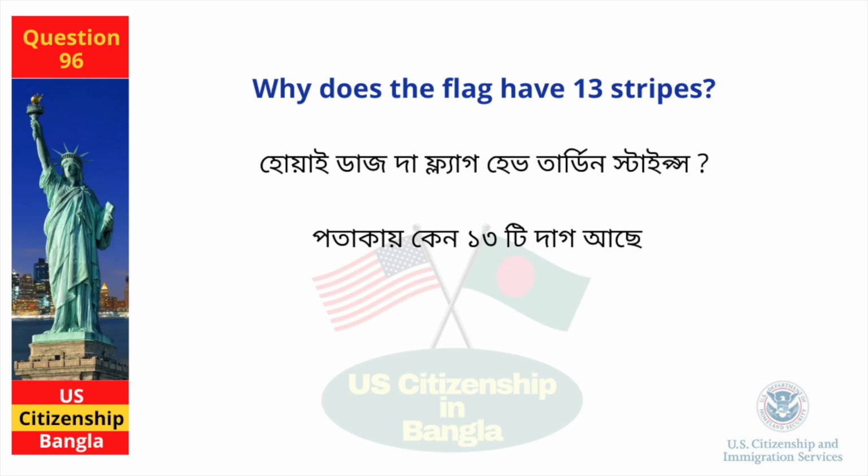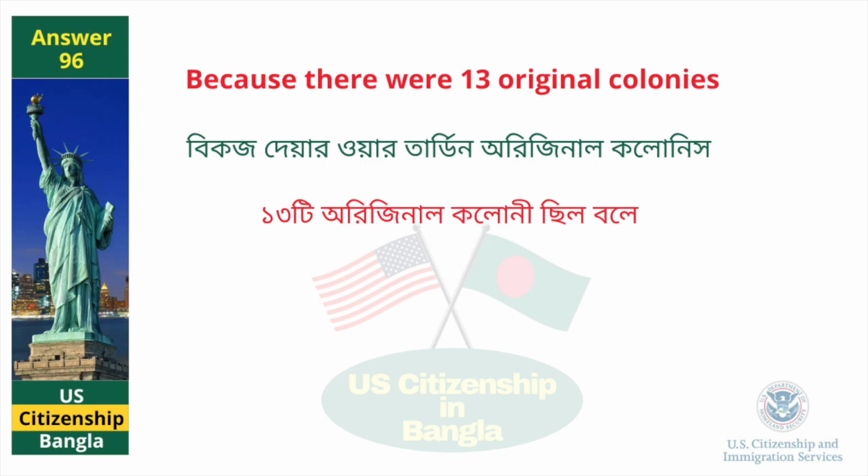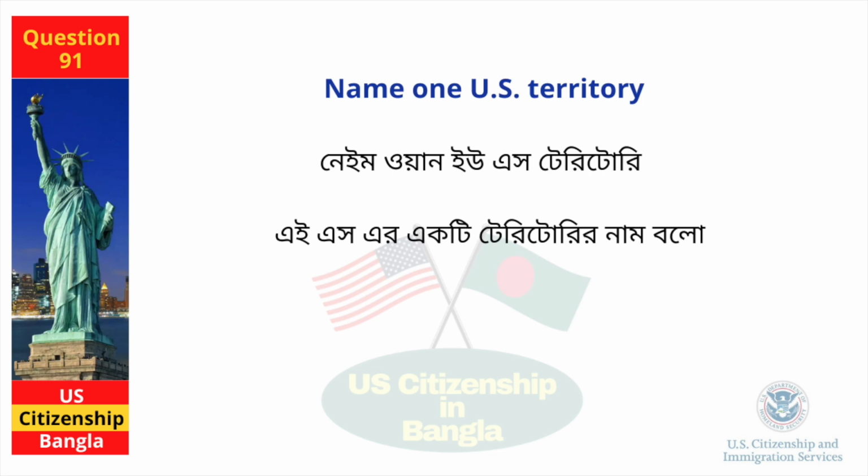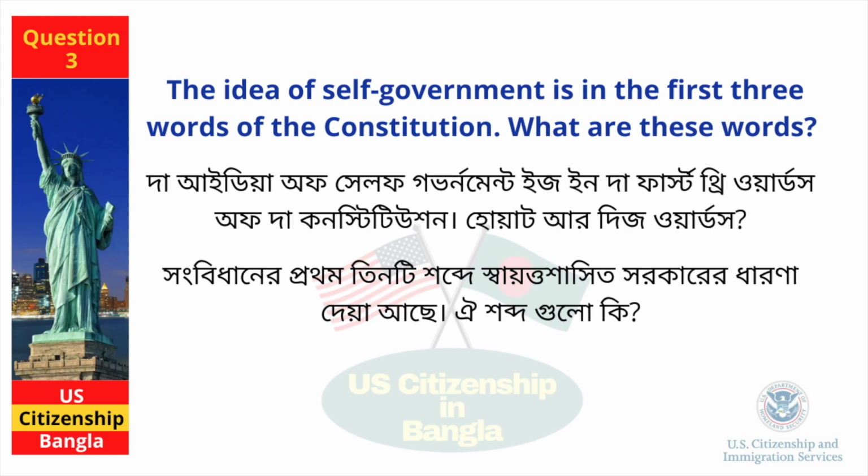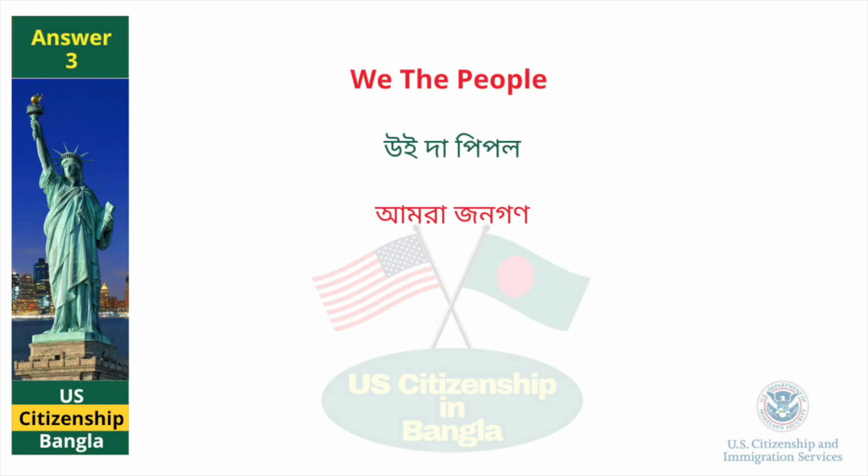Why does the flag have 13 stripes? Because there were 13 original colonies. Name one US territory. Puerto Rico. The idea of self-government is in the first three words of the Constitution. What are these words? We the people.